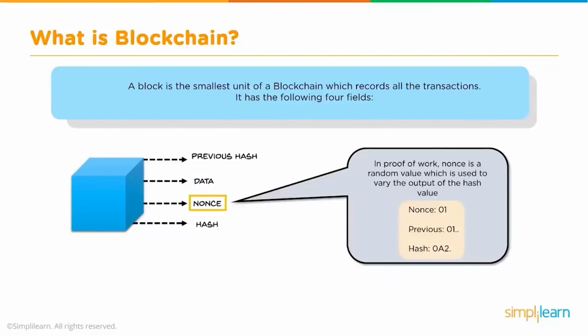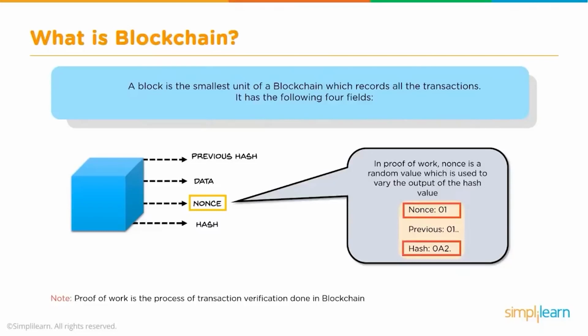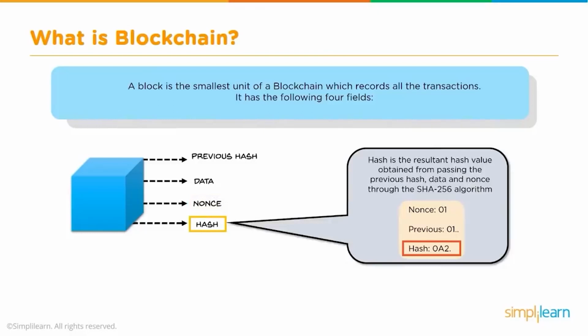Nonce. In the proof of work consensus algorithm which is used in Bitcoin, nonce is a random value which is used to vary the output of the hash value. Every block is supposed to generate a hash value, and nonce is the parameter which is used to generate that hash value. The proof of work is the process of transaction verification done in blockchain. Now, hash is the resultant hash value obtained by passing the previous hash value, the data, and the nonce through the SHA-256 algorithm to generate the hash of this block.